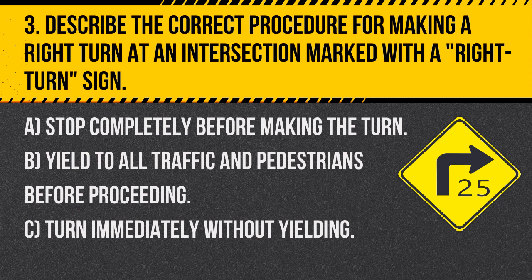Question 3. Describe the correct procedure for making a right turn at an intersection marked with a right turn sign. A. Stop completely before making the turn. B. Yield to all traffic and pedestrians before proceeding. C. Turn immediately without yielding.